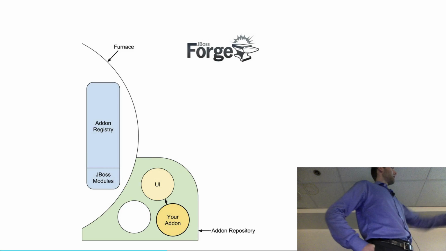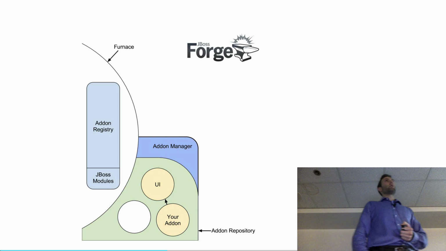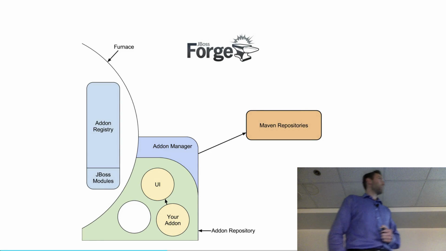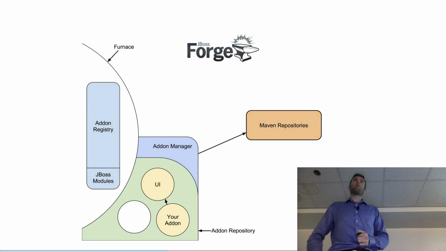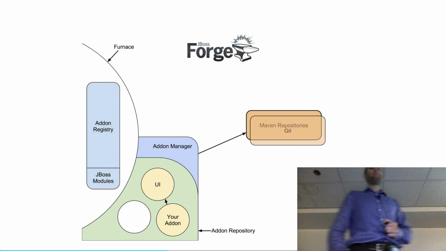So here, your add-on is now installed into the add-on repository. And the way that gets installed is with what's called the add-on manager. The add-on manager knows how to read Maven POM files. So when you build your add-on, it's just a Maven project. It's got a POM file, you specify your dependencies, and the add-on manager figures out where things go, what's a library and what's another add-on dependency.